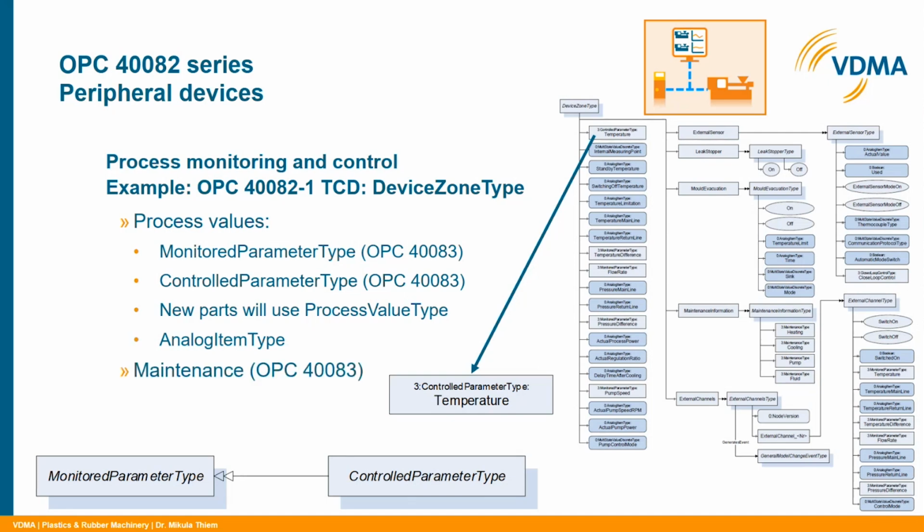Then we often have in this device type specific part maintenance. The maintenance itself is also defined in the OPC 40,083, but in this case we have 4 instances for heating, cooling, pump, and fluid. And then we have several methods like switch on and off of external channels or mold evacuation. This is, of course, depending on the device type. And this was just to give you an overview of the device type specific process monitoring and control object type.